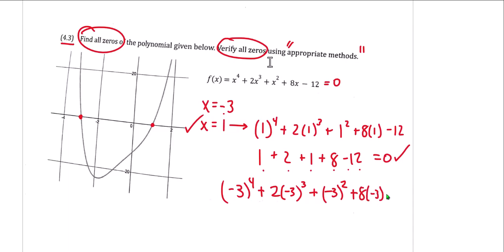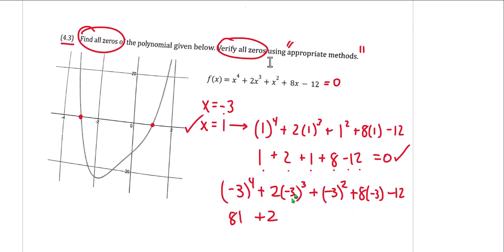But let's see how this works. If I do need my calculator, I might use it. Negative 3 to the 4th is going to be 81. This negative will go away because I'm multiplying four negatives by each other. Negative times negative is positive, times another negative is negative, times another negative is positive. So I'm getting 81 there.